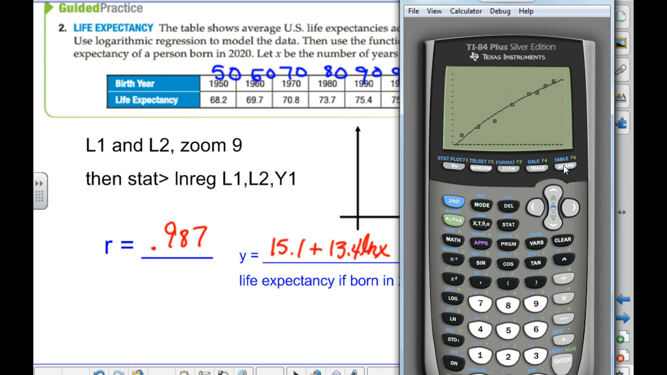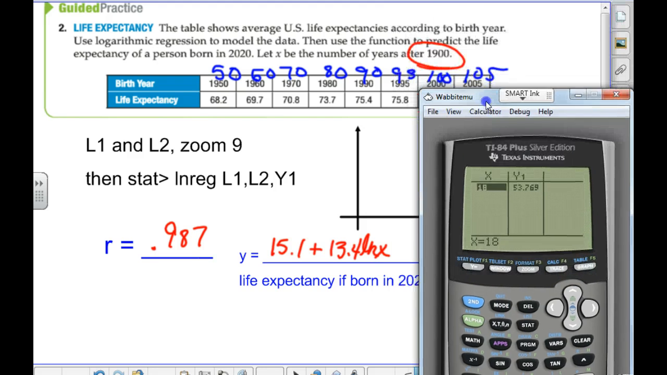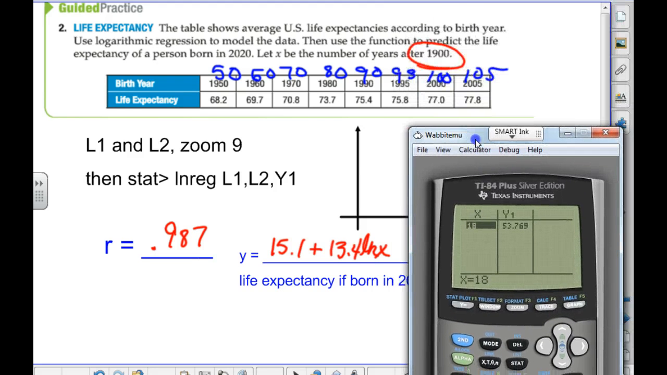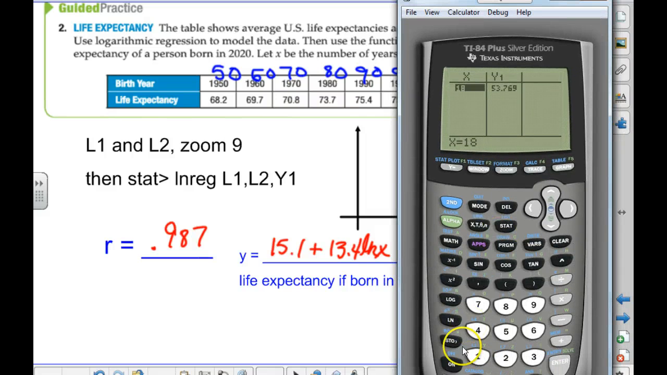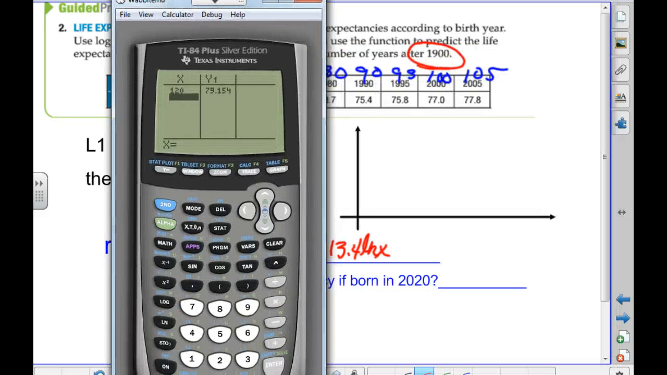Does this seem a little bit better than a straight up line? See how it's kind of flattening out just a little bit? And then if you go to the table, it says predict when, what was the question again, guys? 2020, which would be how many years after 1900? 120 years. So type 120, enter, and life expectancy of somebody born in 2020, they're saying is roughly 79.2.